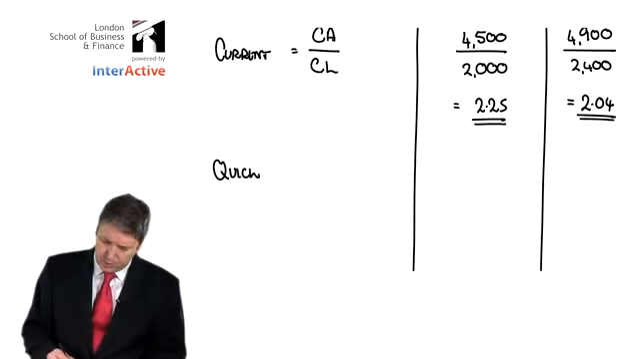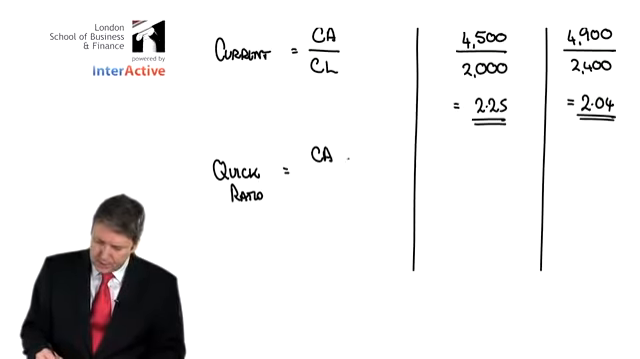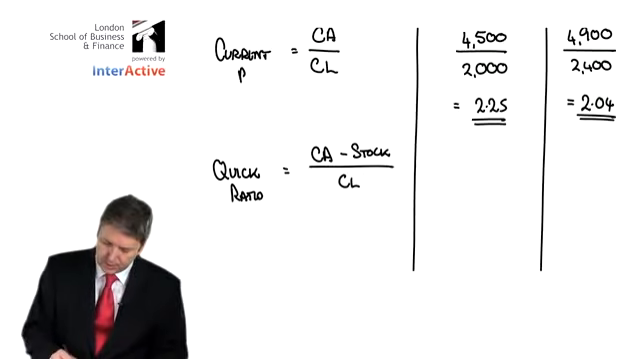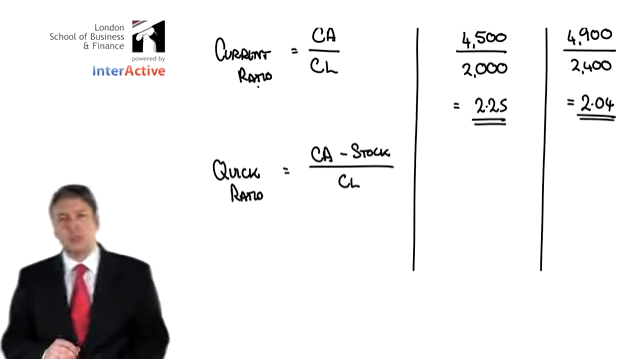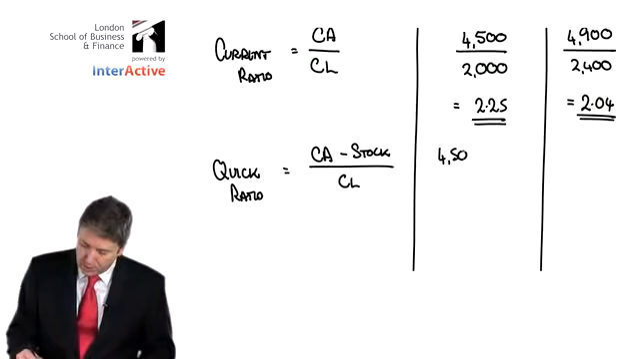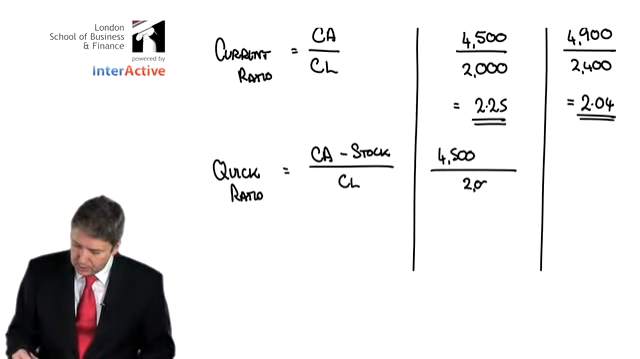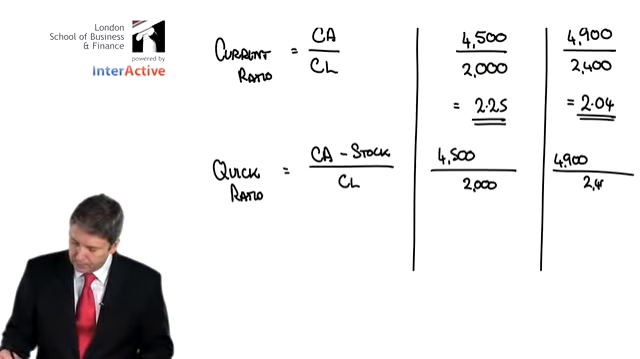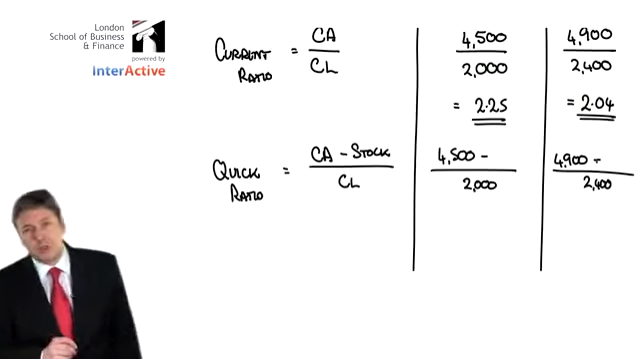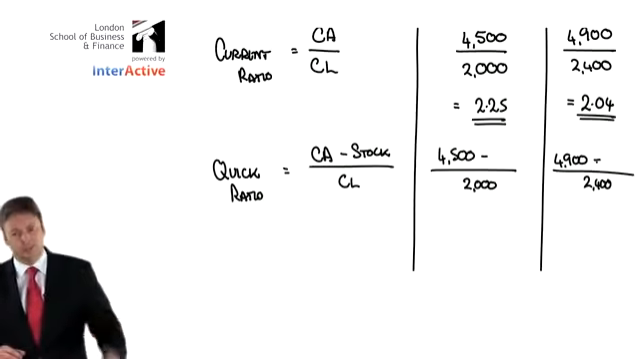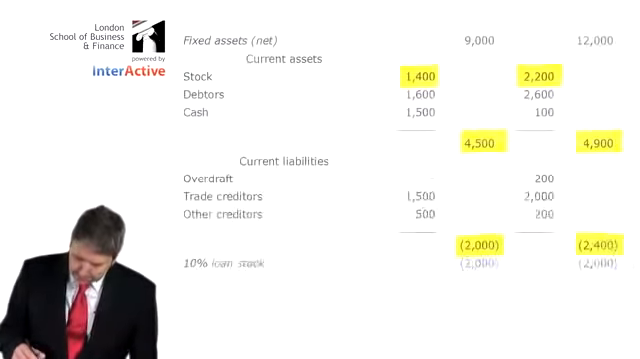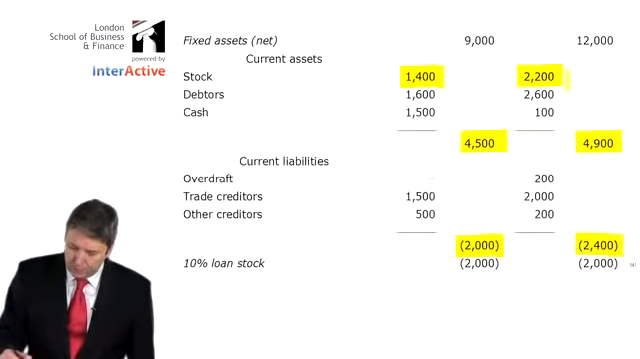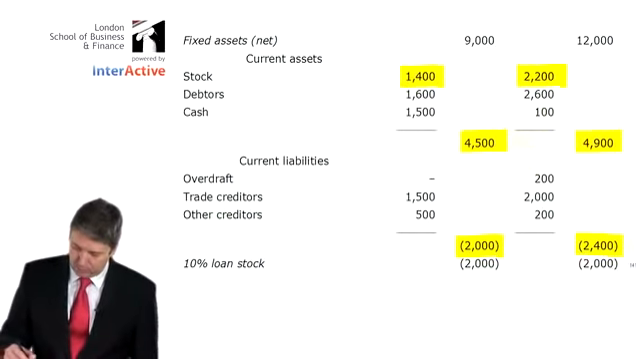Then we want our quick ratio. If we're looking at the quick ratio, it's current assets minus stock, or if you wish, inventory, over current liabilities. So we've got the values above, might as well use those first. 4.5 million over 2 million and 4.9 million over 2.4 million. But what we want to do is to offset our stock or our inventory. To do that, let's go and find what that is. We have here 1.4 and 2.2 million. Not a problem.